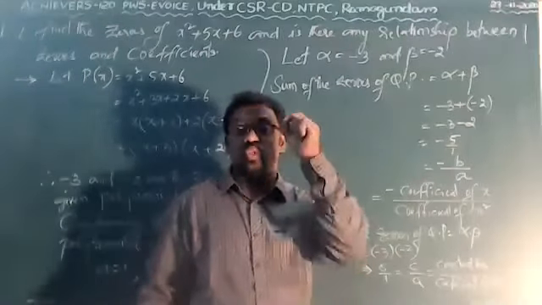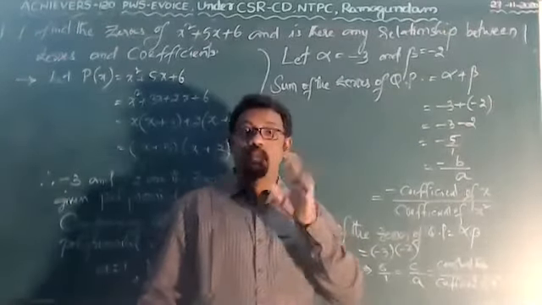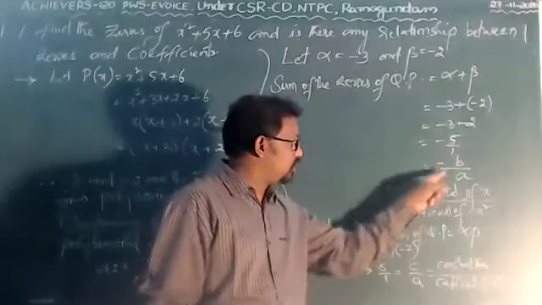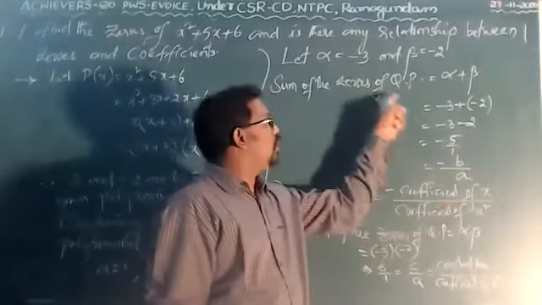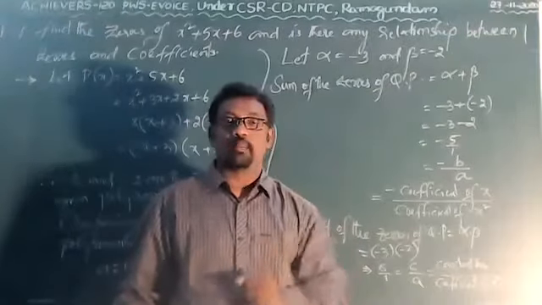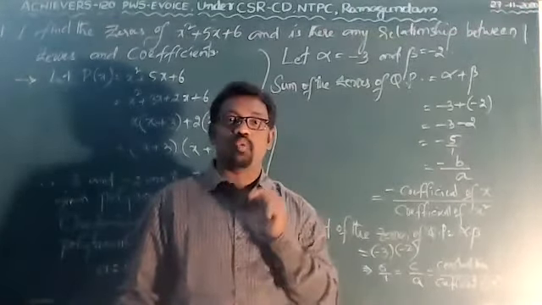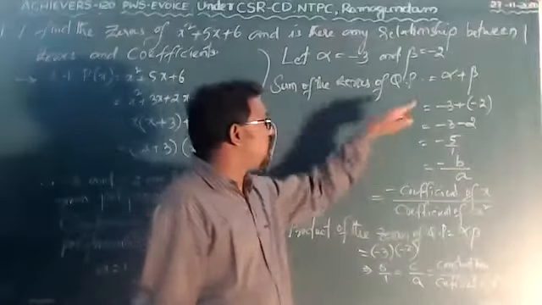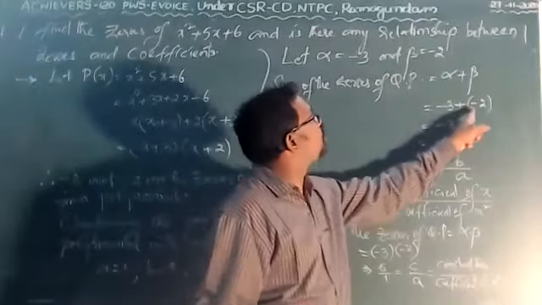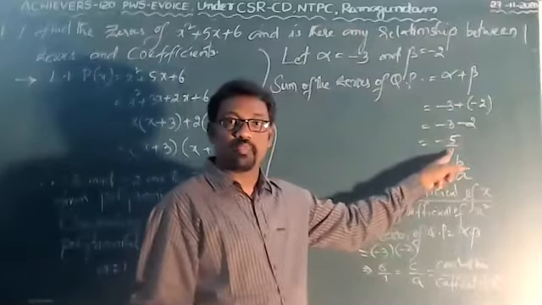Come on, sum of the zeros, do it, because we know the formula of sum of the zeros, that is minus b by a. This one you will get. Sum of the zeros of a quadratic polynomial. Sum means plus, alpha plus beta. What is alpha? Minus 3. What is beta? Minus 2. Replace here, I substituted plus into minus what? Plus into minus is minus. Minus 3 minus 2 is minus 5.